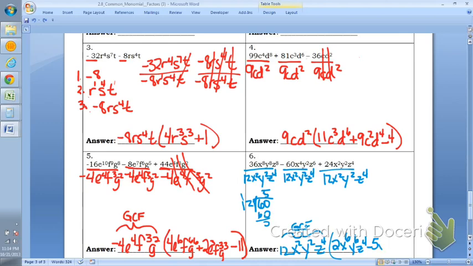X to the 4th over x to the 2nd is x to the 2nd. Y to the 2nd over y to the 2nd cancels out. Z to the 6th over z to the 4th equals z to the 2nd. And you're ready for your final term. 24 over 12 is positive 2. X squared over x squared cancels out. Y squared over y squared cancels out, and z to the 4th over z to the 4th cancels out. So just the 2 and close it up and you're done.